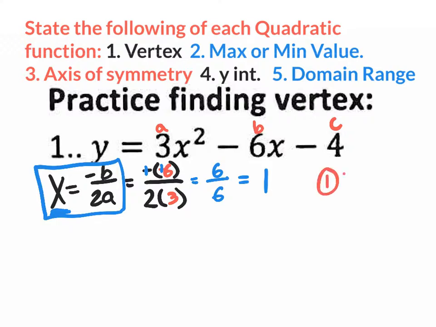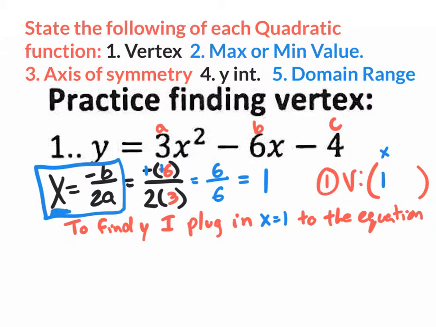So my first thing is my vertex, and so far, my x value is 1. That's my x value. I still need my y. So to find my y value, I plug in x equals 1 into the equation. So again, here's my equation. I'm going to rewrite it exactly the way it is, but instead of x's, I'm going to put parentheses because x is 1, and I need to put that 1 value right into both of those x positions because I know that x equals 1. So I put a 1 here and a 1 there.